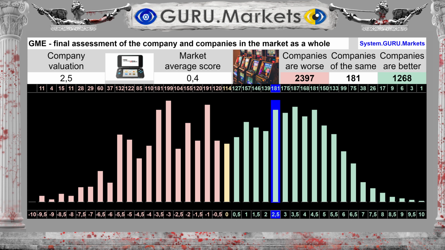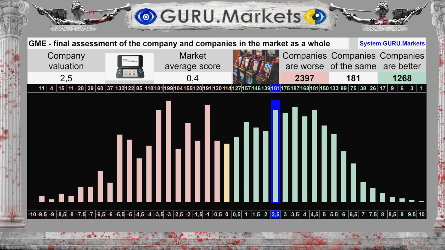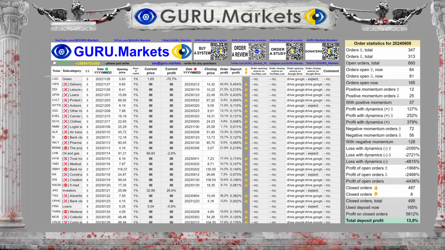If you look broadly, within the US market as a whole, we can see that the average result for the entire US stock market in aggregate is 0.4 points, against the score of 2.5 points from GameStop Corp. GME. Let's go to the order table, which is available to you.